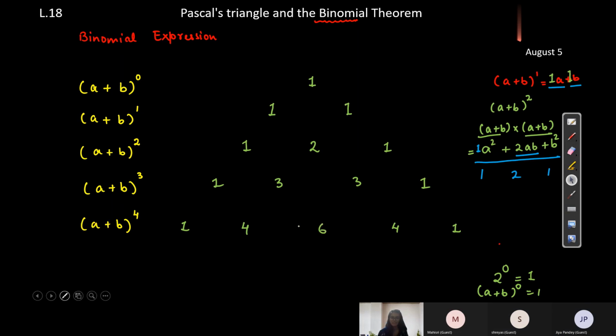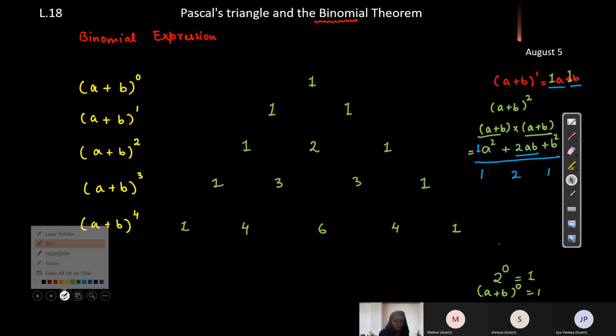Okay, now the pattern over here is, see, on the left side and on the right side, we have ones. And the middle numbers are the sum of the top two numbers. So if you see this 2, 2 is the sum of 1 and 1. This 3 is the sum of 1 and 2. This 3 is also the sum of 2 and 1. So this number should be the sum of 1 and 3. So the sum of 1 and 3 is 4.